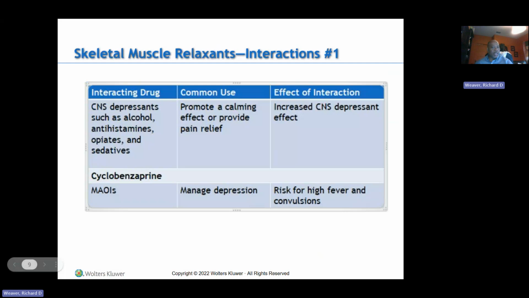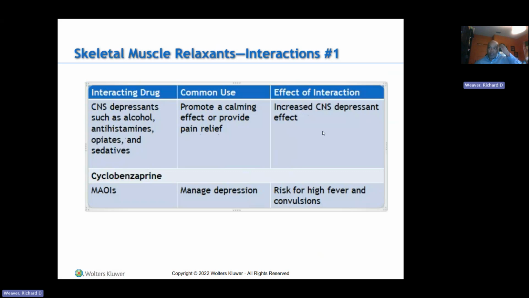All right, and I'm going to have you take a look at the interaction tables. For example, CNS depressants such as alcohol, antihistamines, opiates, as well as sedatives. This is why we give it, which is we promote a calming effect, or it provides pain relief. But when given with a muscle relaxant, it increases CNS depressant effects.